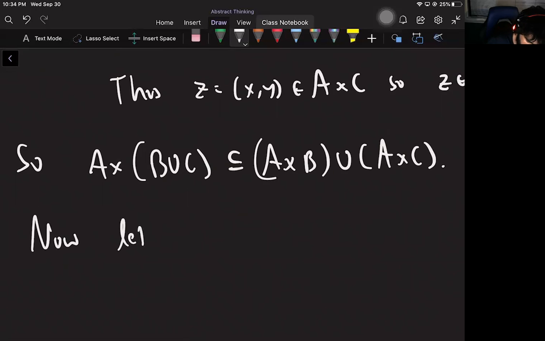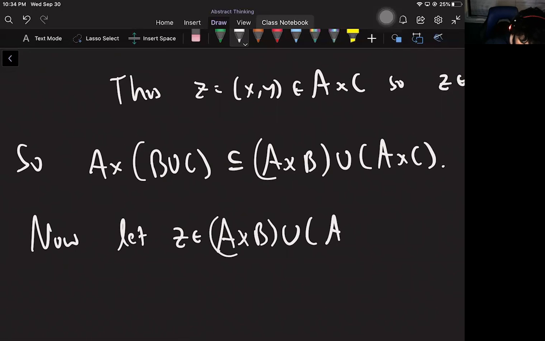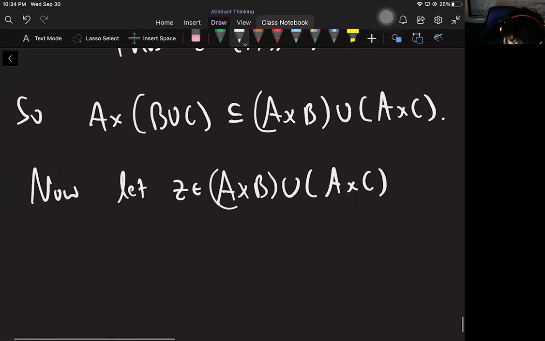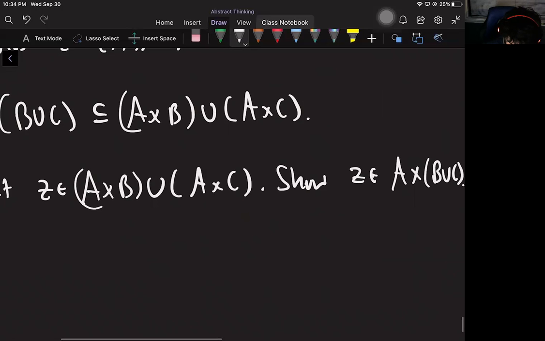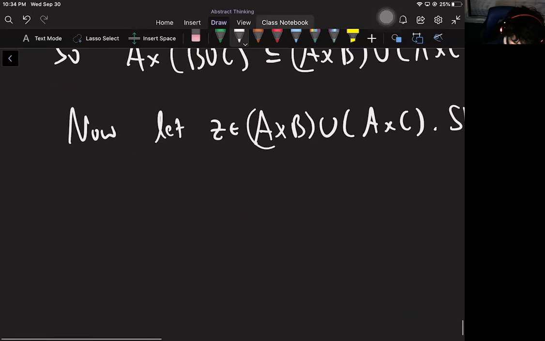So now I'll let Z be in the other guy. I don't have to change the letter because I'm just restarting the proof. It's not the same Z anymore. So now let Z be in there and show it's in the first one, which was A cross B union C. Okay, so how do I get from there to there?